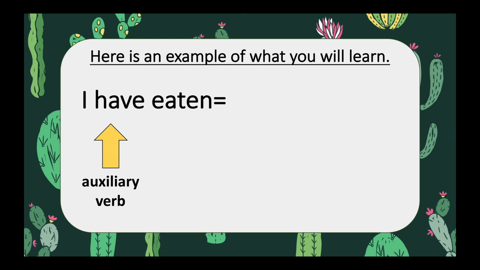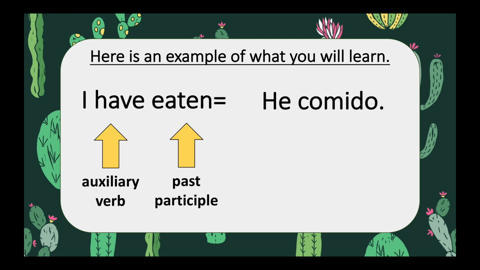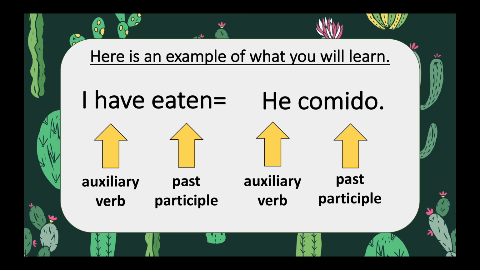Have is the auxiliary verb or helping verb, and eaten is the main verb in the past participle form. So this is the present perfect tense. There are 2 pieces to it, the auxiliary verb and the past participle. What does that look like in Spanish? He comido. He is the auxiliary verb or helping verb, and comido is the main verb. It's in the past participle form.